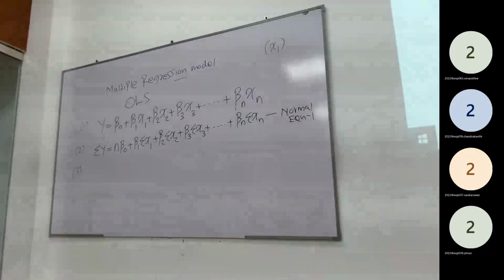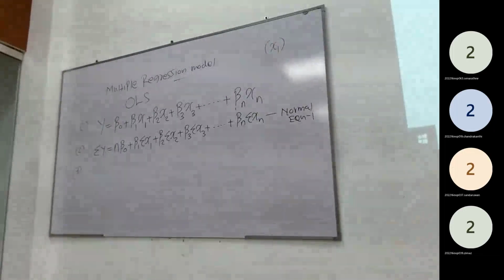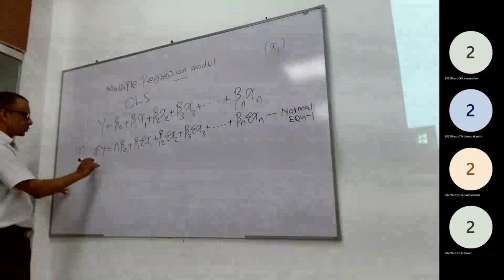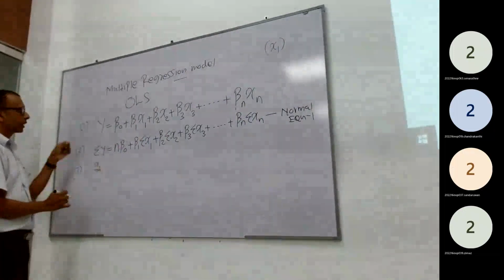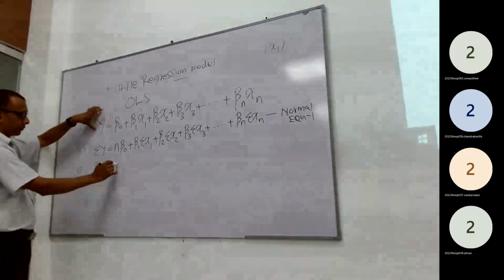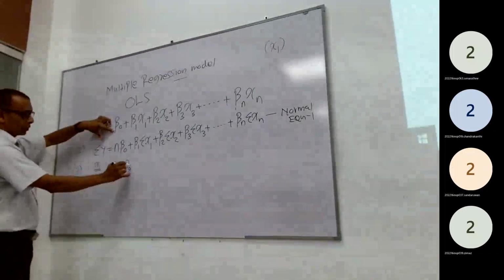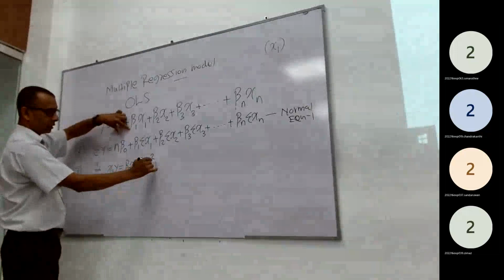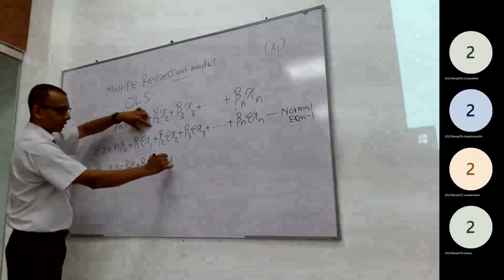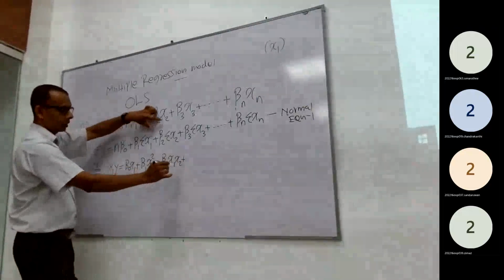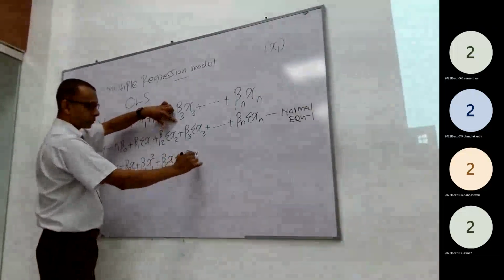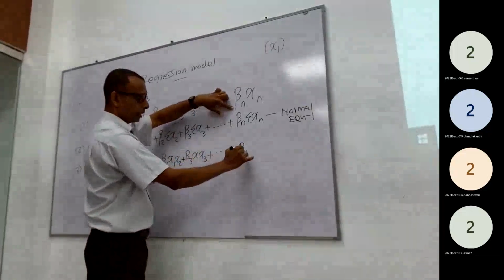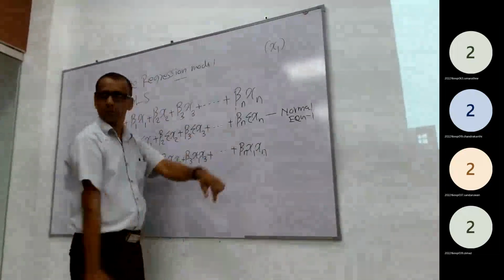Right, now let's do that. I multiply by x1. x1 by beta 0 x1, beta 1 x1 squared, beta 2 x1 x2, beta 3 x1 x3, up to beta n x1 xn.